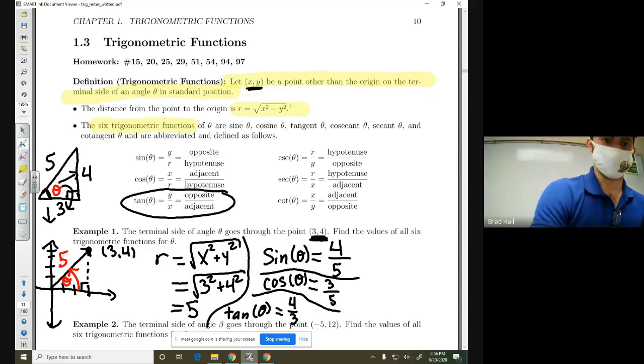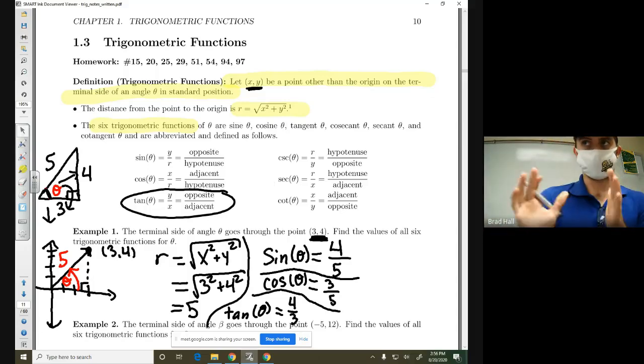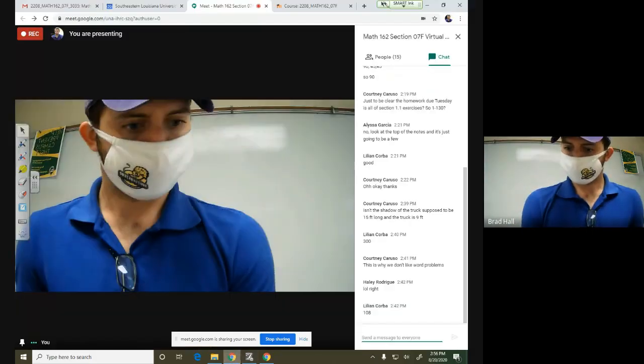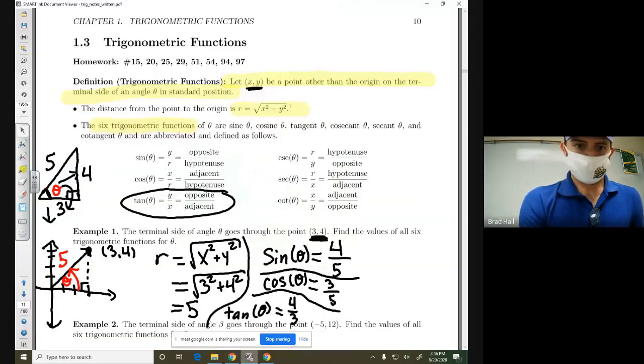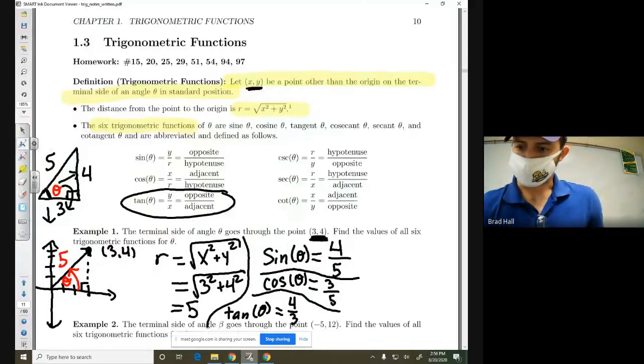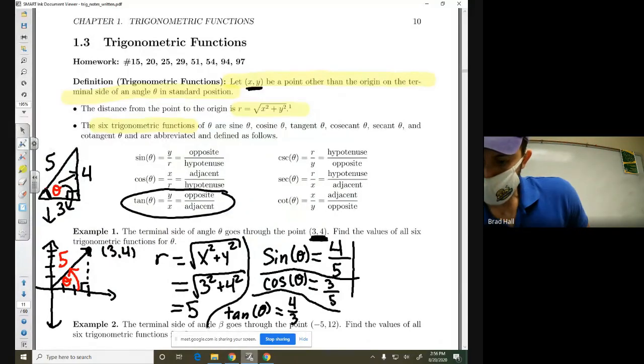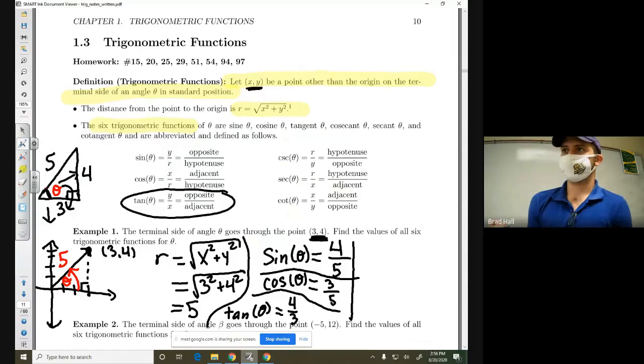So far we have 3 of the 6. In-class people, anything so far? You just following along? Okay, virtual people. All right, so let's do the other 3. Now the other 3 are easier to find if you have the first 3.